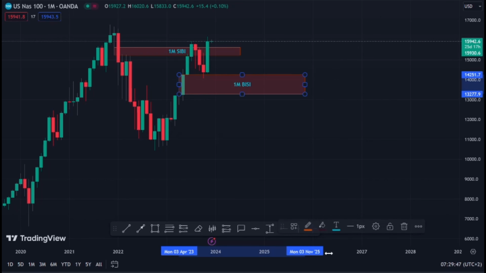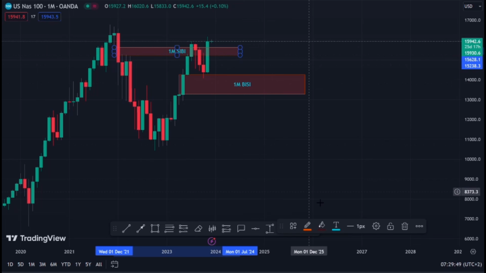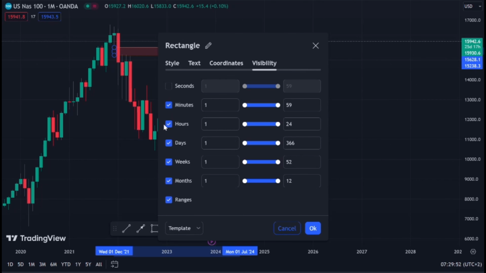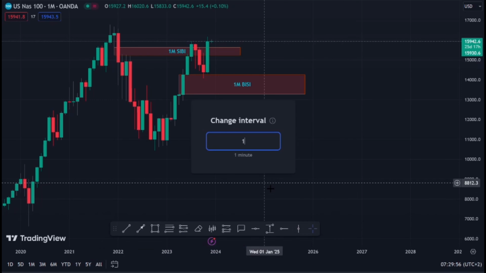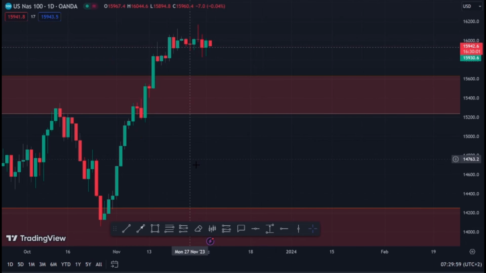Let's keep the visibility of these two to the daily chart. If I put them past that, it's going to be confusing. There's going to be too many things. So we're going to keep the visibility to the daily chart. Cool. So let's go to the daily.